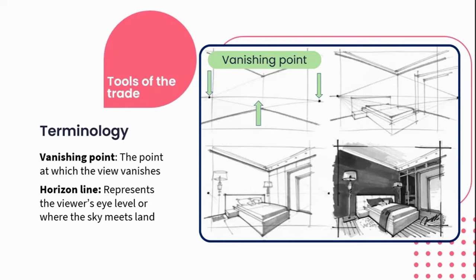So as you can see in your example, I've got two little dots on either side of the drawing. Those are your vanishing points, where the drawing vanishes, or where the final line of sight is. Then we have horizon line. This represents the viewer's eye level, or where the sky meets the water or land. When inside, it could be where the wall meets the floor, or where your line of sight sits. So as you can see in the image, our horizon line is joining the two vanishing points.